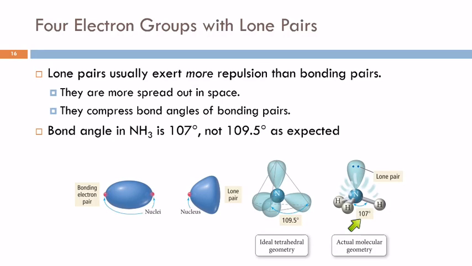You don't have to memorize this angle, 107 for ammonia. You should know that the angle for an ideal tetrahedron is 109.5. That's an important number to know. For this, what I want you to be able to say is, because of the lone pair, the angle between the hydrogens is going to be less than 109.5.